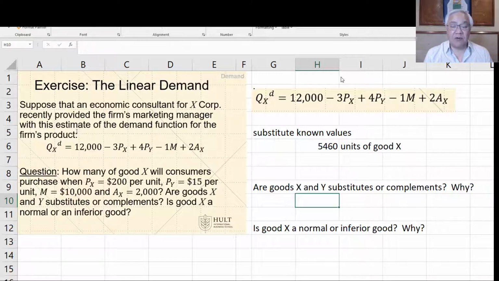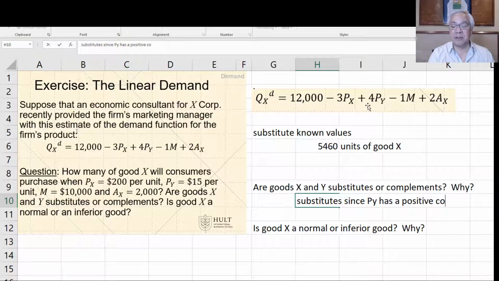Next, are goods X and Y substitutes or complements? And again, all we have to look at is the sign in front of the factor for P sub Y. So here we see that it's a positive. Again, let's go through the scenario. If the price of Y goes up, the quantity of Y goes down, and yet the quantity of X will go up because it's positive. So therefore, it is a substitute, since PY has a positive coefficient.